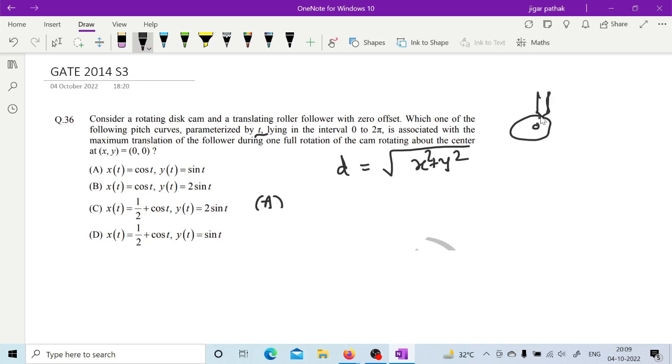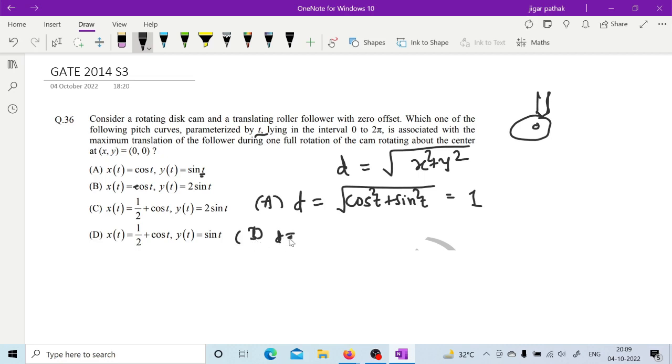So this follower is having motion in x and y according to this parameter t, right? And the total motion will be the sum, or we can say the resultant of it. That is why it is under root of x square plus y square. So if you go for option A, then it is cos square plus sin square, so for A it is 1, right?